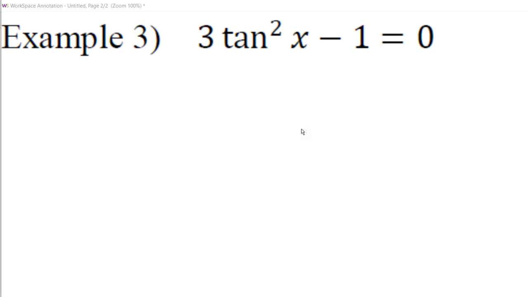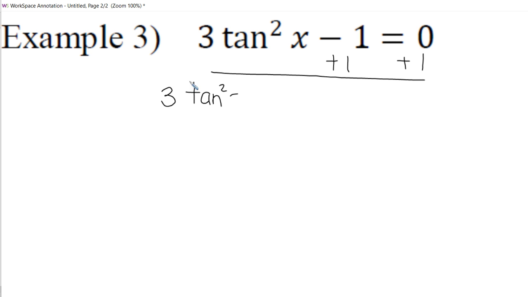This is a continuation of our last video. So on example number 3, we are going to solve for tangent. So we'll first add 1 on both sides. That will leave us with 3 tangent squared x equal 1. Now we're going to divide both sides by 3. And that leaves us with tangent squared x equal 1 over 3.